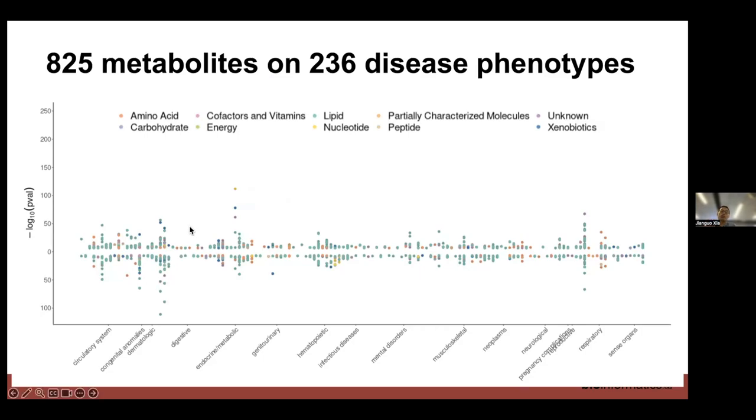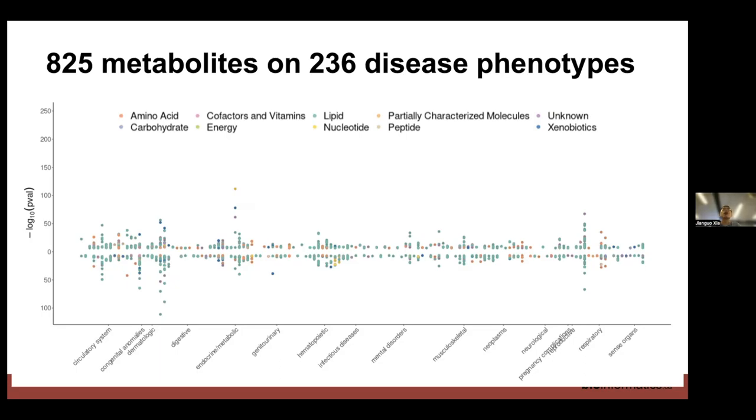And we also performed a lot of large scale studies. Here is showing 800 metabolites on the 236 disease phenotypes. And this one's passed Mendelian randomization, so we feel this is more likely to be causally linked. And we also manually check the top ones. A lot of them have actually been confirmed by other literature. So it's very interesting.